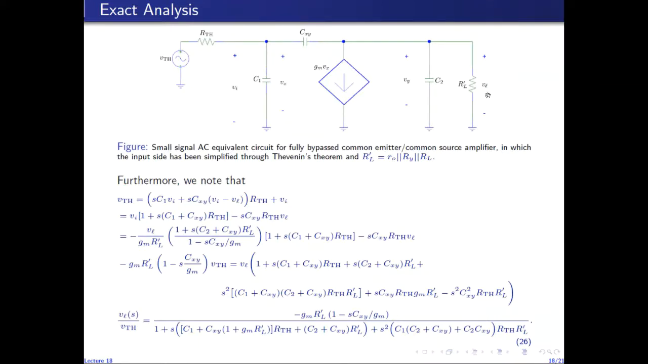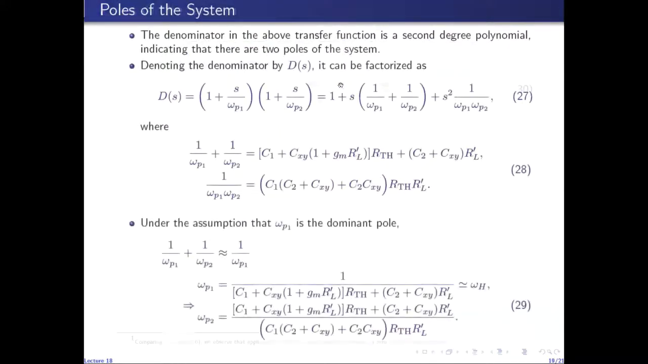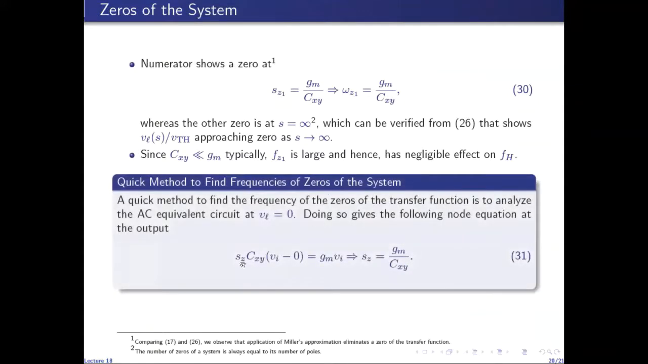And VL will be zero only when the current through this equivalent impedance is zero. In other words, the current through Cxy is equal to gm Vx. So the current through Cxy is s Cxy times (Vi minus VL). VL has been assumed to be zero. So it is s Cxy times (Vi minus zero). And the current through this source is gm Vx, which is equal to gm Vi. So this quick analysis directly gives us the frequency of the zero.